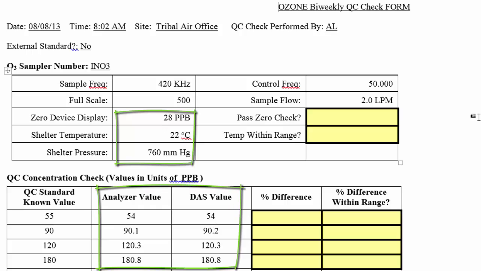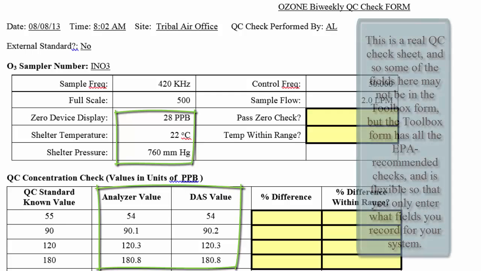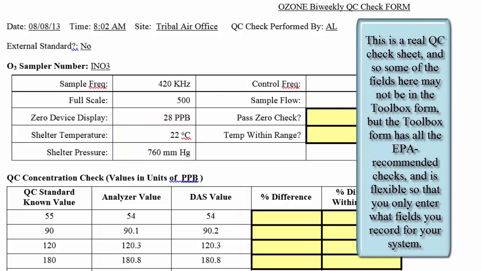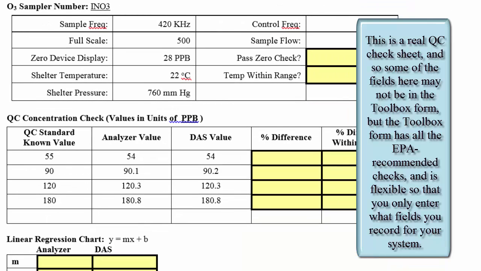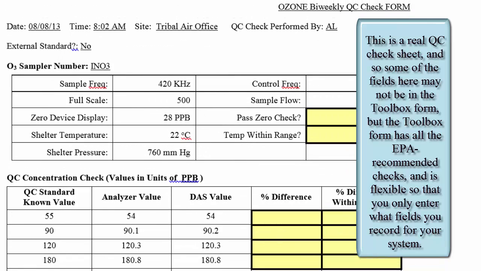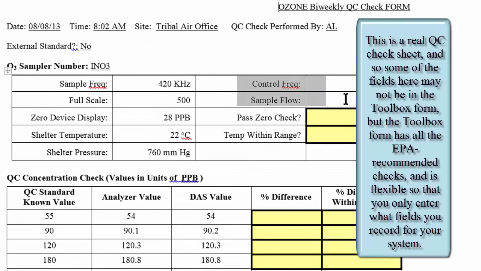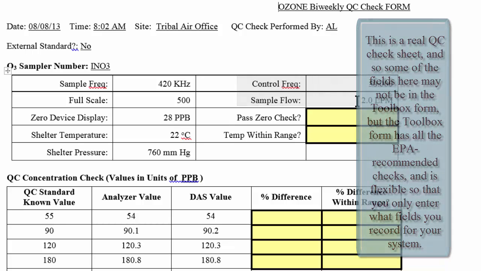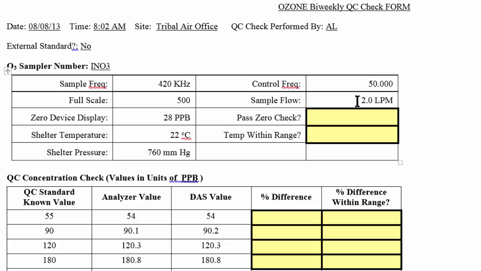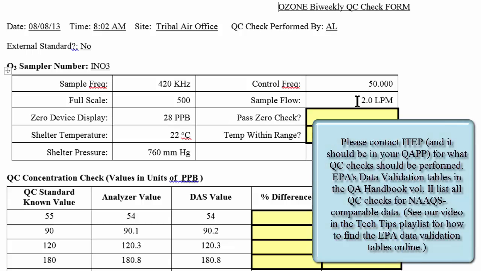data entry form. And I want you to note that there might be some of these fields that are not on the QC form in the Toolbox, and in that case you would just not enter them. For example, control frequency and sample flow are not in the Toolbox form, so you would just skip over those and not enter those. And there also might be some fields on that Toolbox form that you don't collect data for, and that's fine. You just want to keep your checks within the EPA requirements. So check your EPA validation templates for your sampler to make sure that you're doing all the required checks.